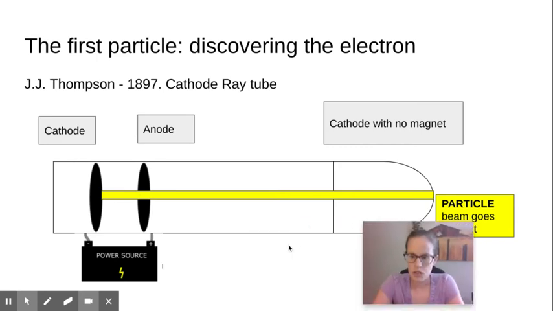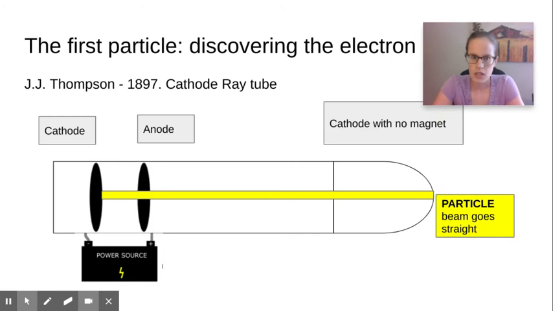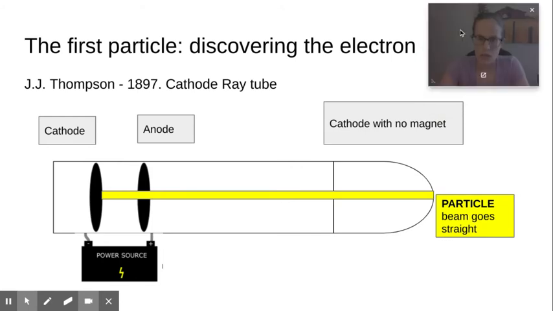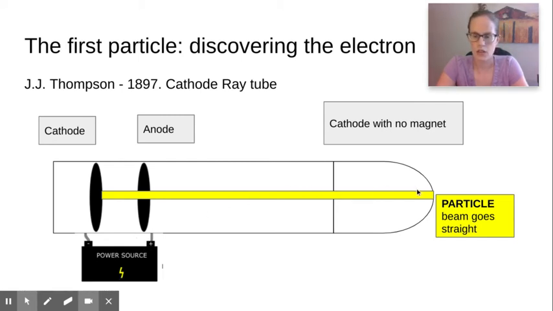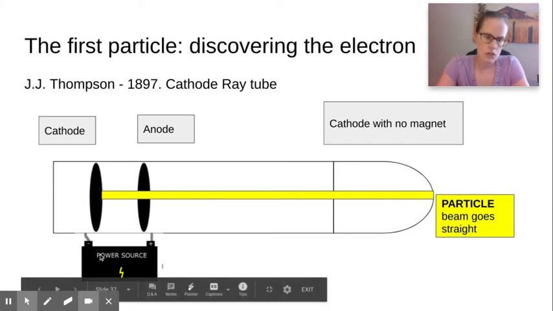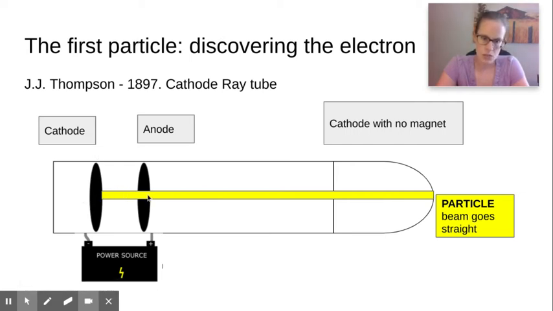So the first particle was discovered by J.J. Thomson, and he used a cathode ray tube. So you notice this is after Dalton. A cathode ray tube has a power source at one side. That power source has a cathode and an anode. The cathode is that negative side, and the anode is a positive. And then here you have a cathode on this end. So here, if you turn the power source on, it emits this beam of electricity straight through the tube.